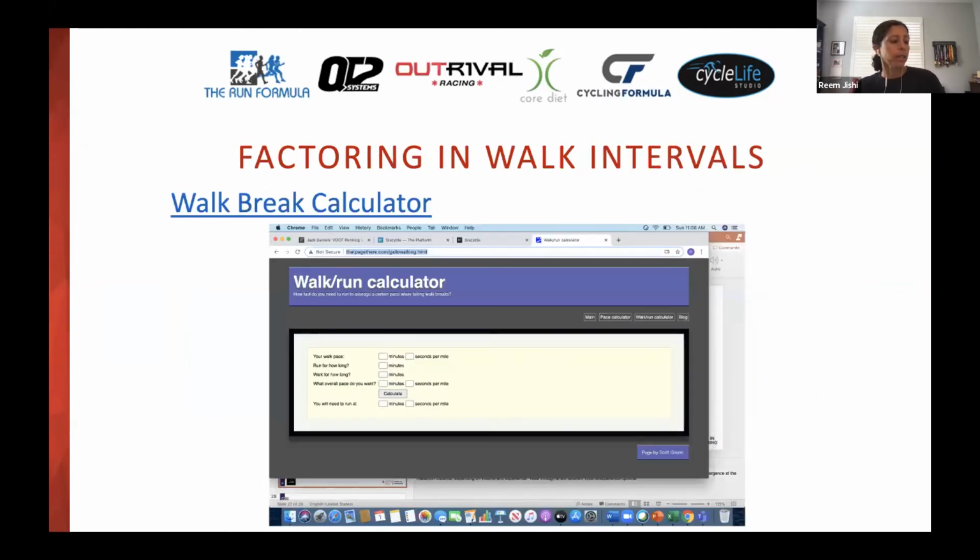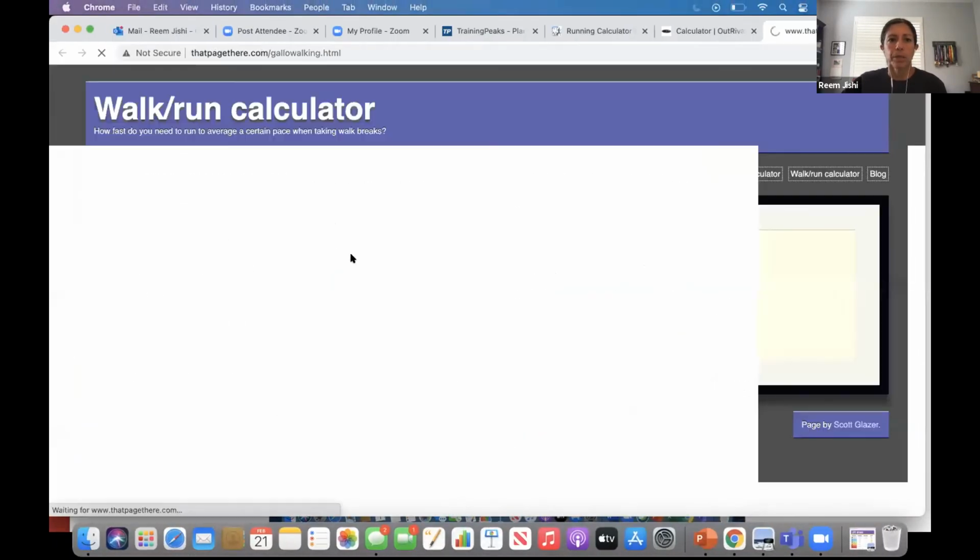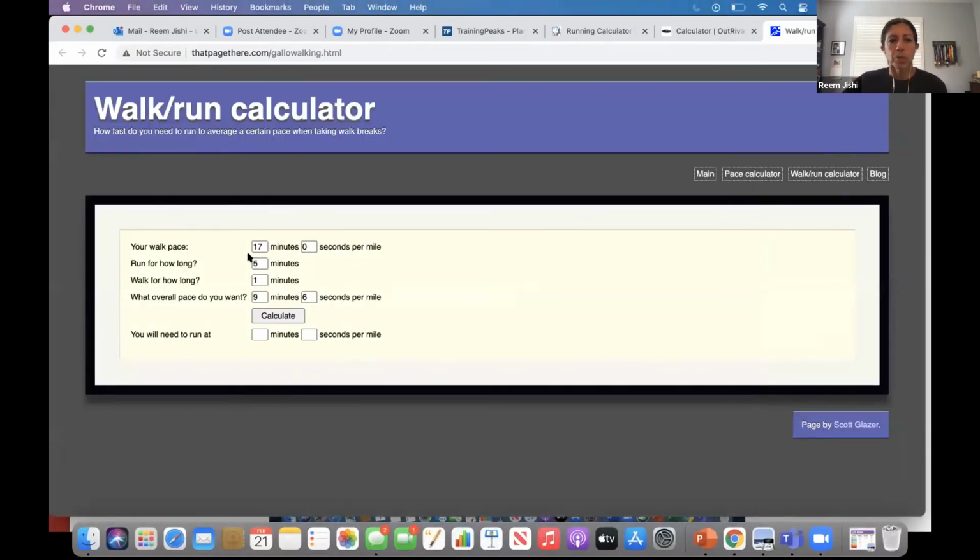Okay, and one other thing I just want to touch briefly on is that if you are racing, a lot of people will work in walk intervals into the races. And so this is just kind of a nice little calculator that's out there. It's a walk break calculator. So if you say overall, I want to run a 9-minute mile, you can put into this thing, and I'll just take you through one really quick here. So you just put in there, I have my walking pace is a 17-minute mile. I'm running for 5 minutes. I'm walking for a minute, and I want to do a 9:06 pace. That's what is on here.